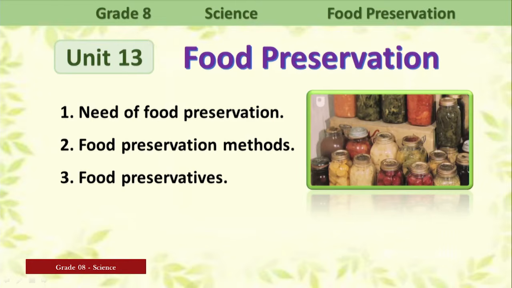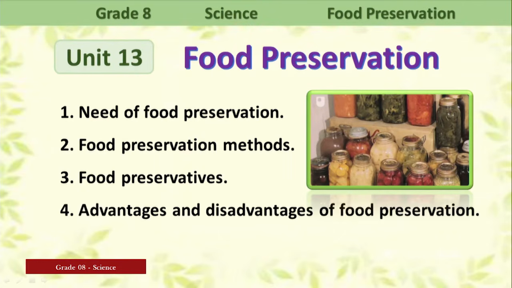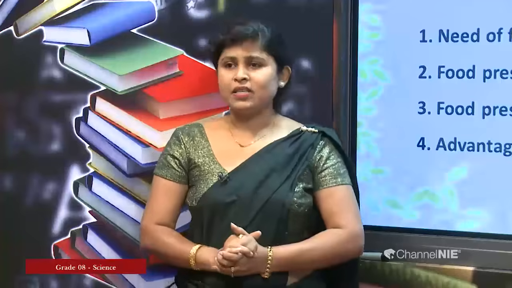Then food preservatives. What do you mean by preservatives? Preservatives are a kind of chemical substances that are added to the food. Finally, advantages and disadvantages of food preservation. What are the advantages and what are the disadvantages of doing food preservation? Right. I have got something to show you.